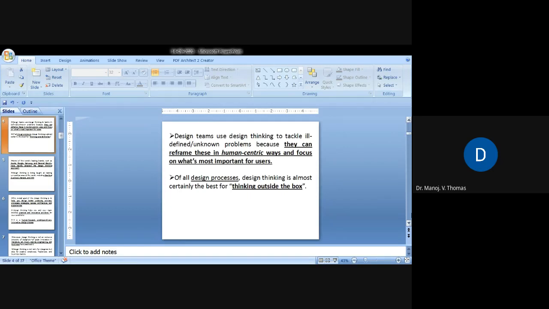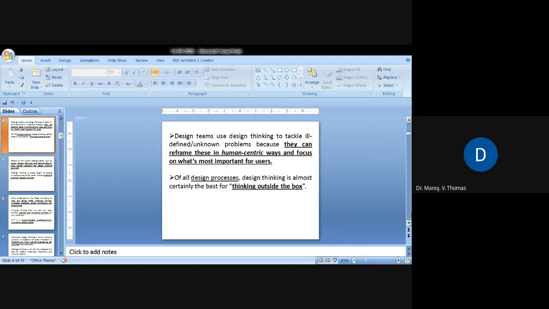Design teams use design thinking to tackle ill-defined or unknown problems because they can reframe these in human-centric views and focus on what is most important for users. Reframe in the sense, reframe the problem in human-centric ways, because when we want to develop a particular product, we should think from the user's perspective or user's point of view. Otherwise, things will not be effective.